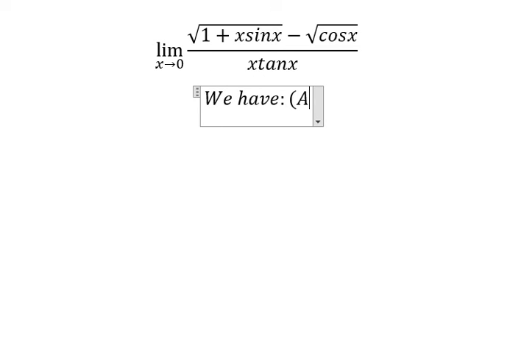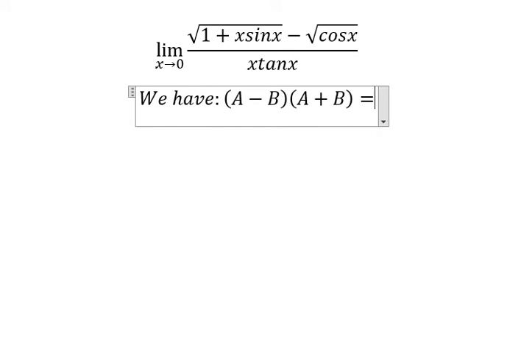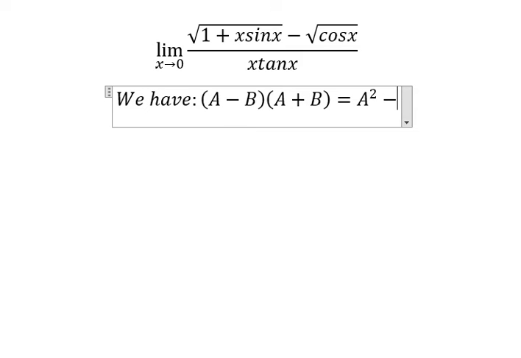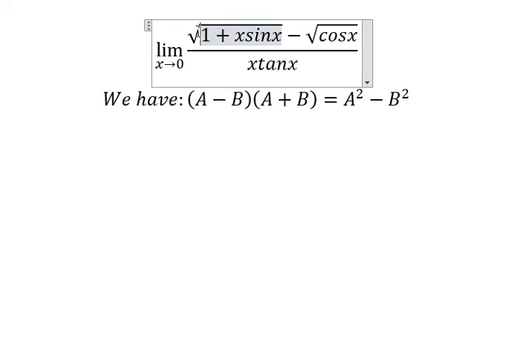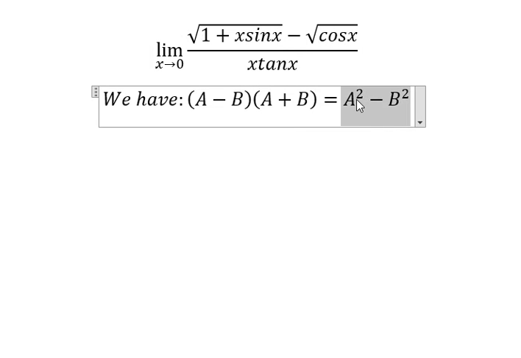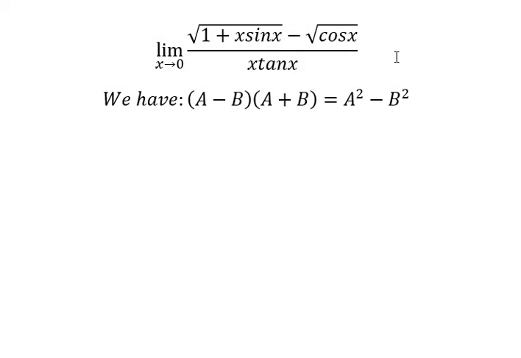That is about a minus b multiplied by a plus b equals a square minus b square. Because I want to cancel the square root, this one and this one, so we need to use a square minus b square. We just have only a minus b. Now we need to multiply by a plus b on numerator and denominator.